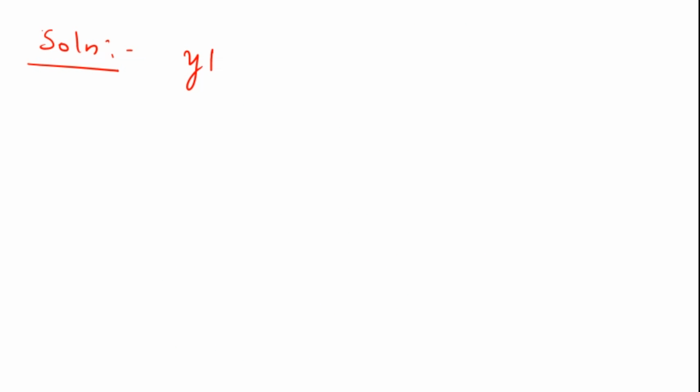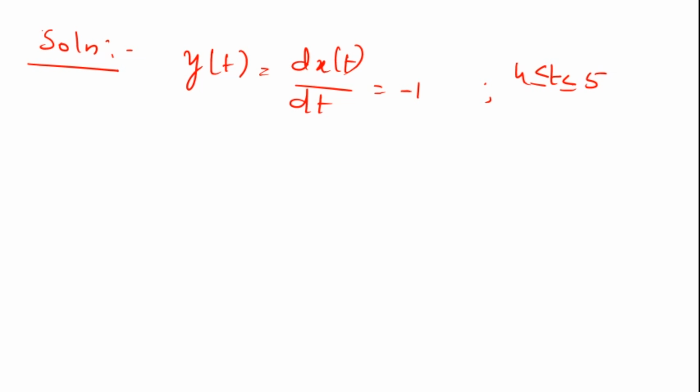Then y of t is equal to dx of t divided by dt, which is equal to minus 1 from 4 to 5, and 0 from minus 4 to plus 4, and 1 for minus 5 less than or equal to t less than or equal to minus 4, and 0 otherwise.